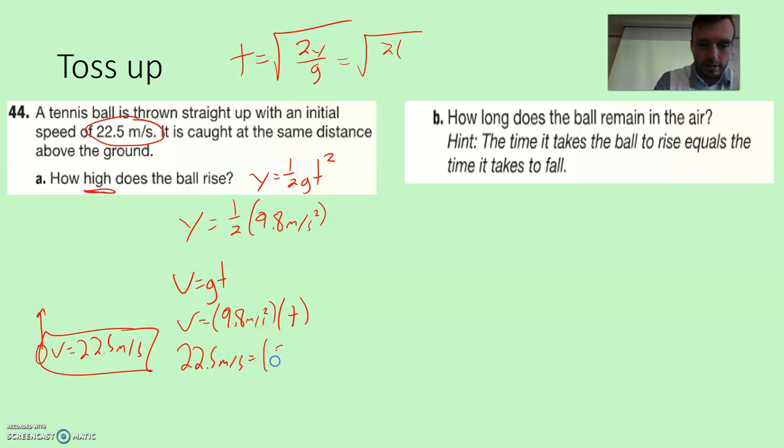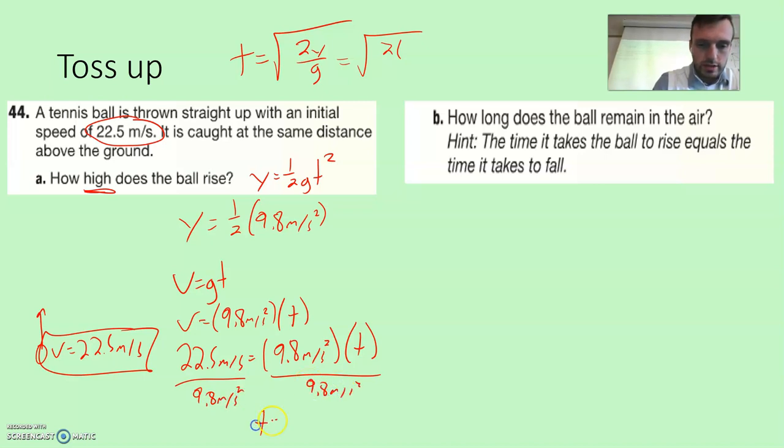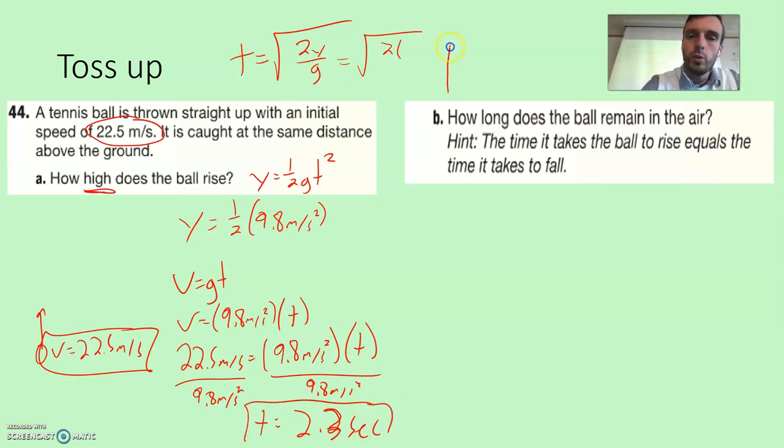So 22.5 meters per second equals 9.8 meters per second squared times time. To solve for time, you divide both sides by 9.8 meters per second squared, and you get your time over here of 22.5 over 9.8. Oops, sorry. That would be looking like 2.3 seconds. So that's how long it would take to go from the bottom up to the top. t equals 2.3 seconds.